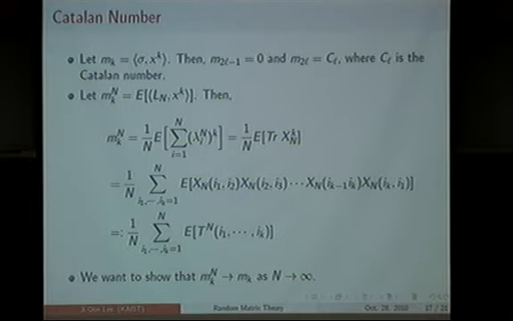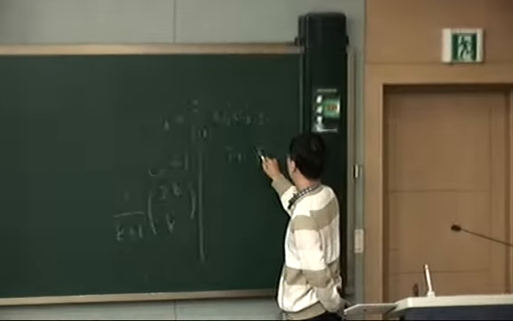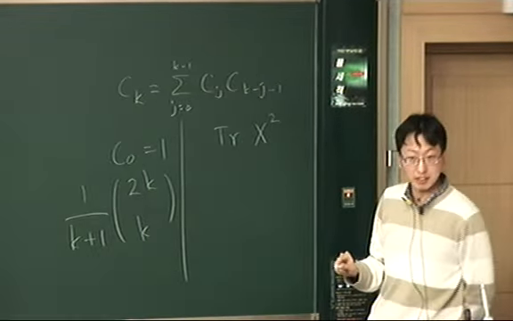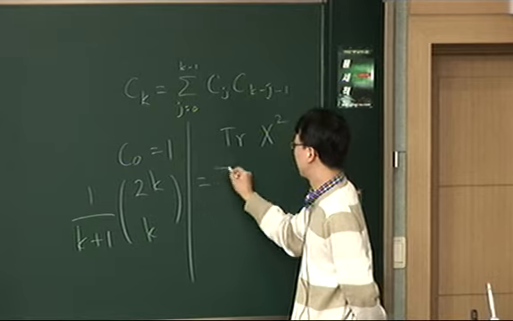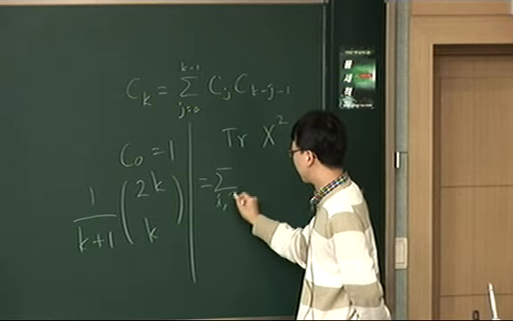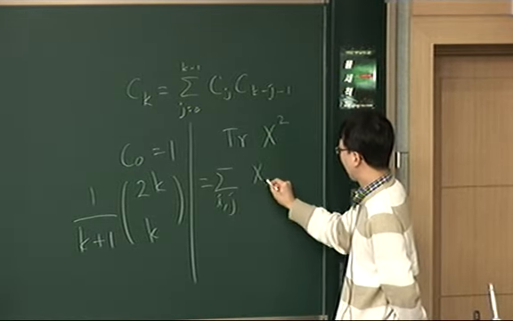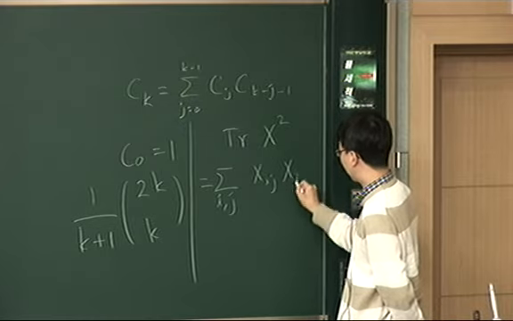Okay, and then the trace of x to the k can be written as this. So, for example, if you have x squared, then this is just a summation over i and j of x_ij and x_ji.